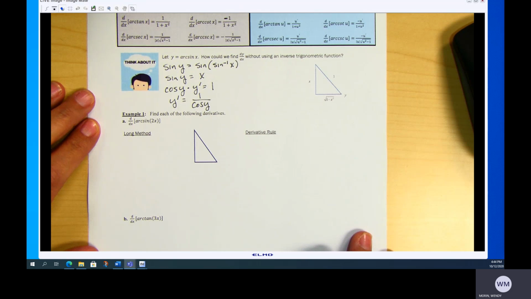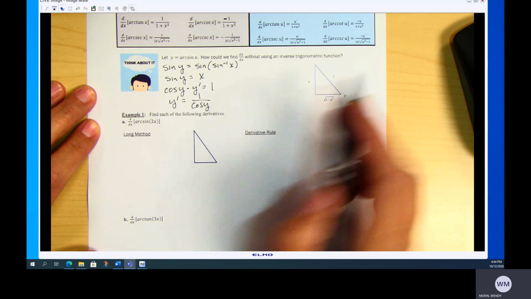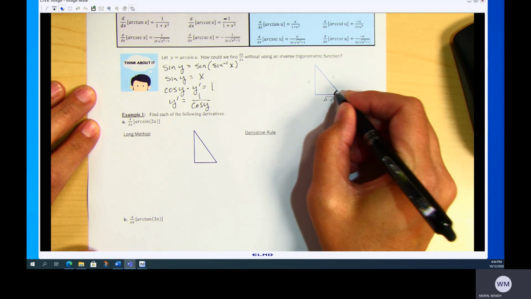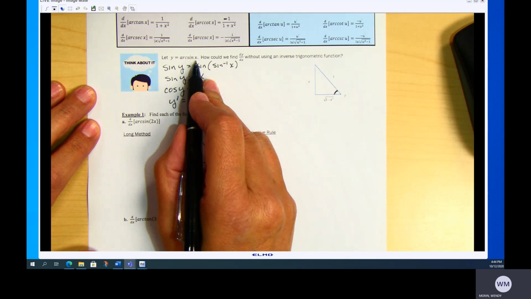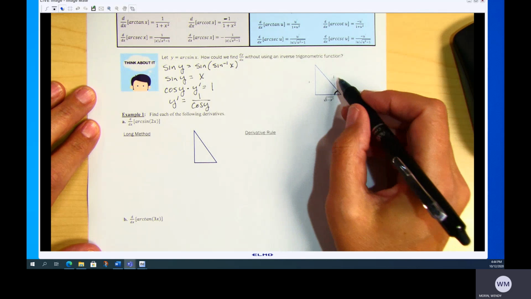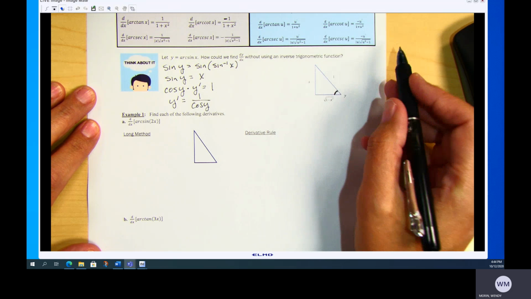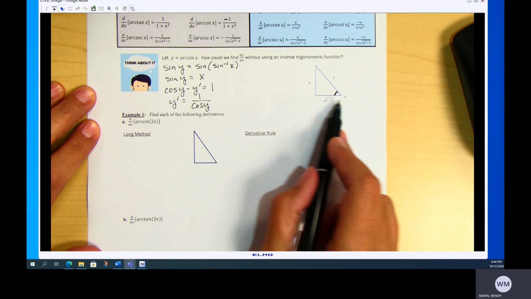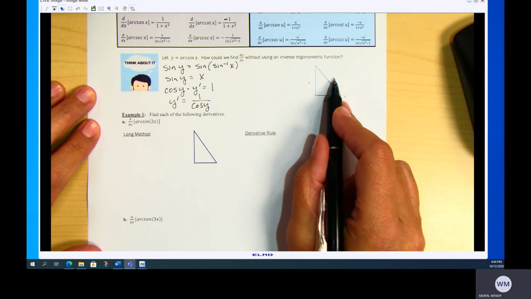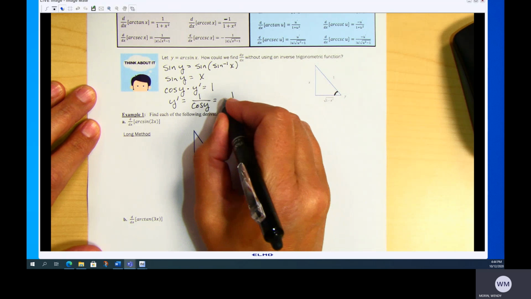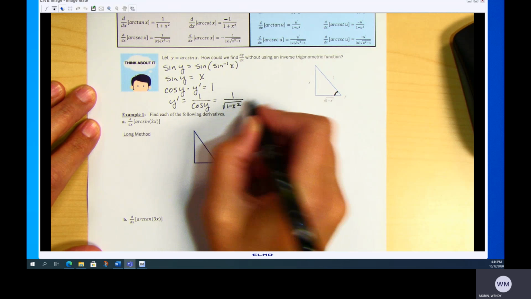Well, what is the cosine of y? Let's take a look at our picture over here. This is our angle y right here. We know the sine is x over 1. That's what was given. So if we do the Pythagorean theorem, that gives us our adjacent side, a squared plus b squared equals c squared. So let's take the cosine of y off of our picture here. The cosine is the adjacent over the hypotenuse. So the cosine of y is the square root of 1 minus x squared.